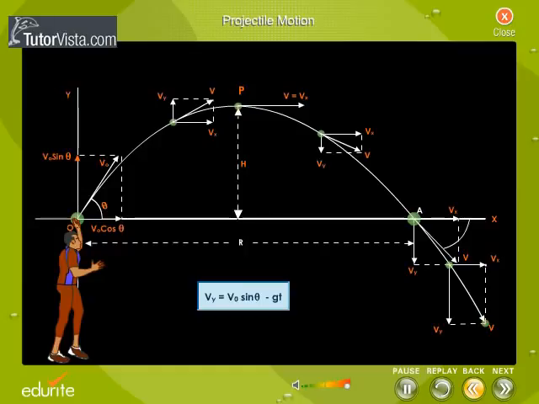increases and becomes 0 at P. At this point, the velocity is only along the horizontal direction. With further increase in time, the vertical component of velocity gradually increases in the downward direction till the particle strikes the ground.